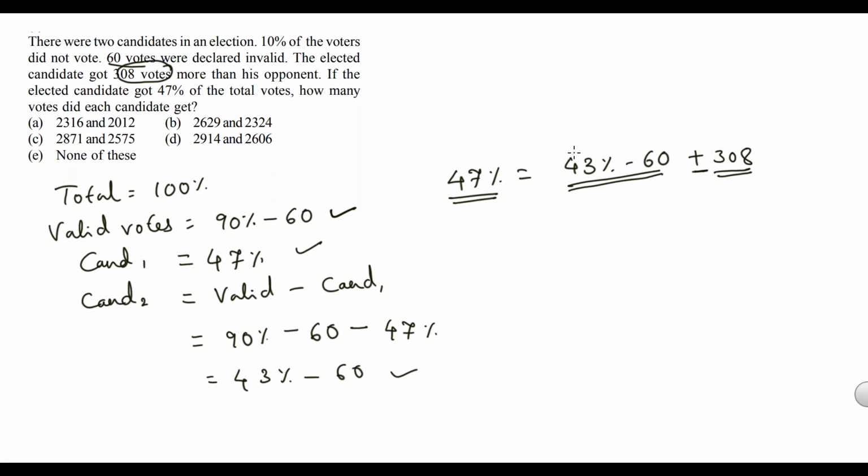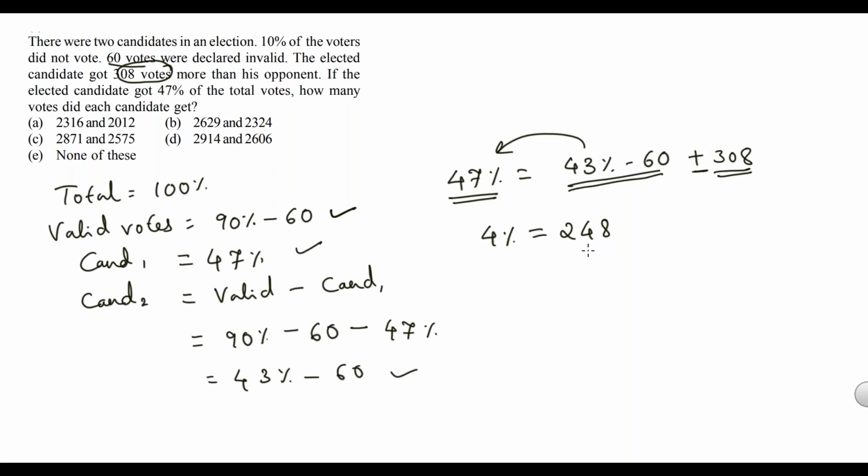Now, if I solve this equation, if I take this 43% this side, 47 minus 43 is 4%. The 4 percentage value is 308 minus 60. What is 308 minus 60? 248. Right? Now, 4 percentage value is 248. Now, don't try to take 10% or 100% or 1%. So, directly you get one of these values.